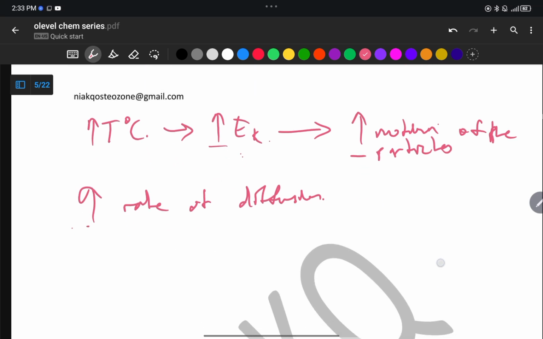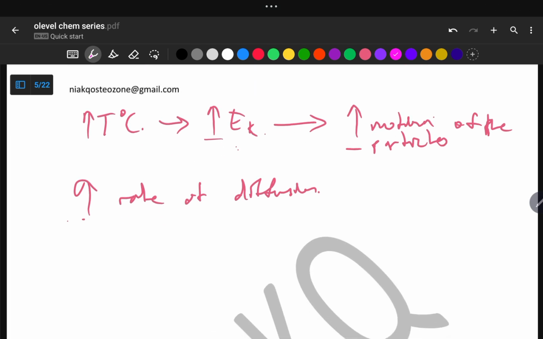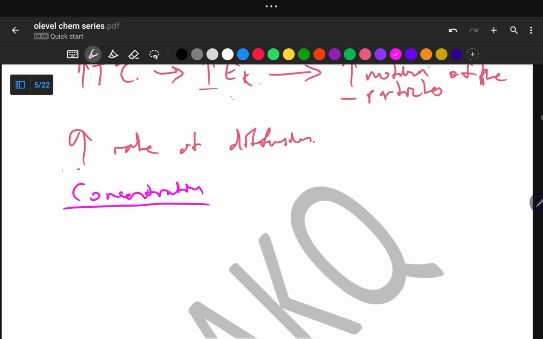Then we go on to the next concept, which is concentration. Particles will diffuse faster if they are highly concentrated. So the higher the concentration, the higher the rate of diffusion.